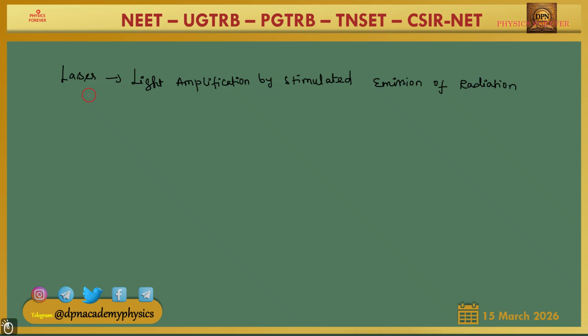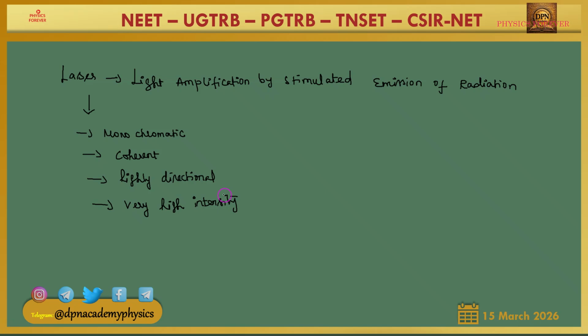Then what are the characteristic properties of laser? It is highly monochromatic. We discussed that in the last class. Okay, we just recall: monochromatic, and the next one is coherent. The next one is highly directional. Then it should have very high intensity. The last one, we use for medical purposes, for surgery cases.